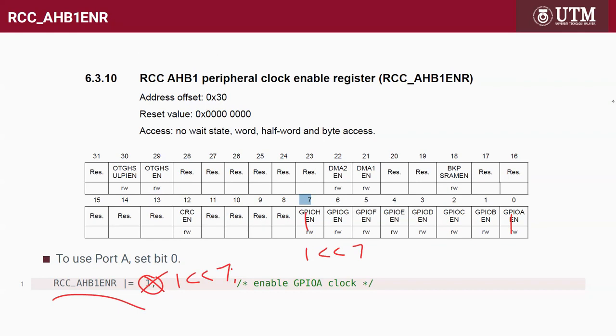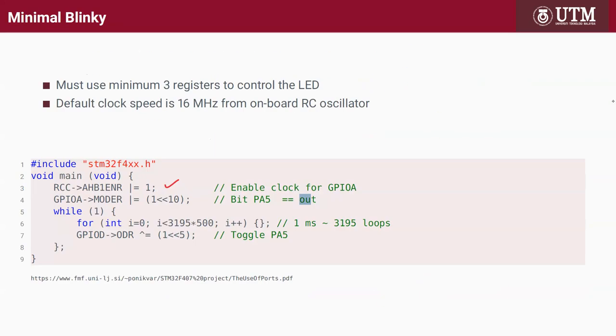This one should be improved. Use RCC arrow, turn on bit 1, and then turn on bit 10 so that PA5 becomes output mode. Then I do the loop. In this loop I just toggle this bit. So it should be GPIOA ODR, and then toggle bit 5.